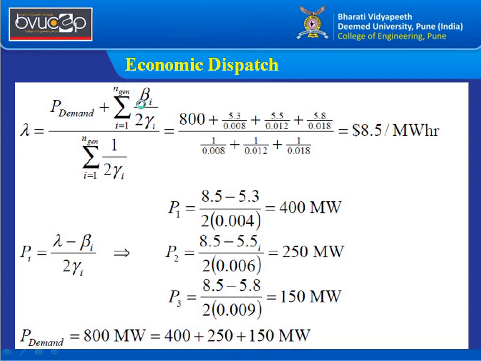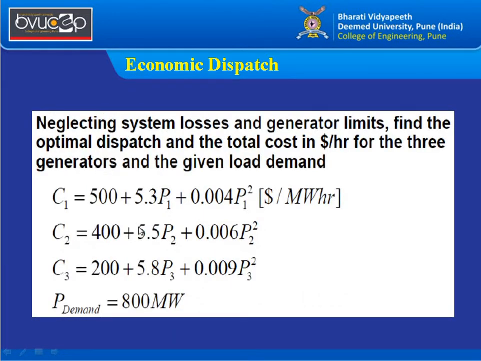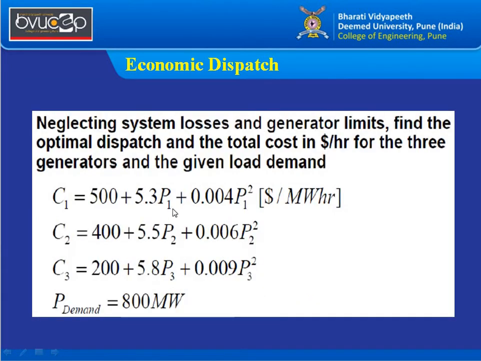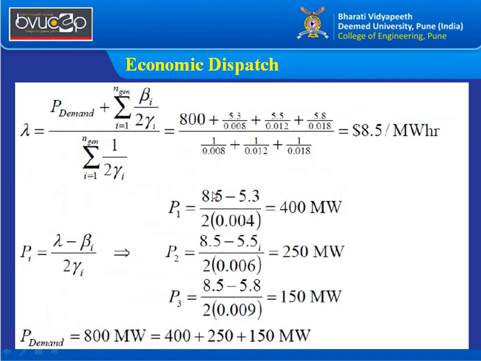Beta I, as I mentioned, is 5.3 for the first generator, 5.5 for the second generator, and 5.8 for the third generator. And gamma is going to be these three terms: 0.004 gamma 1, 0.006 gamma 2, and 0.009 gamma 3. So these are the three gamma terms that we are going to consider.